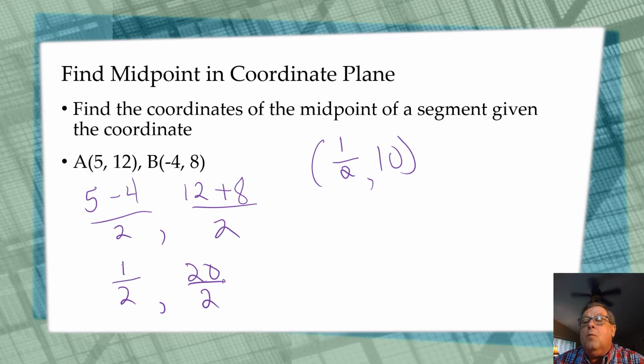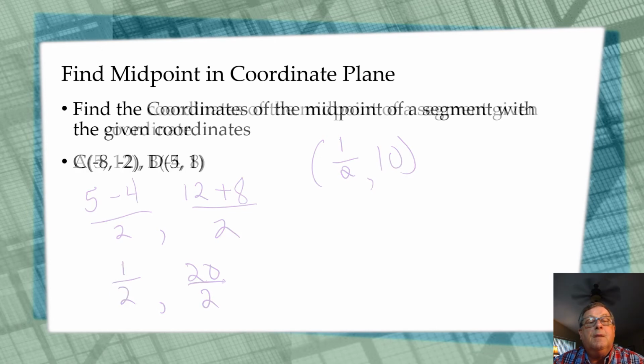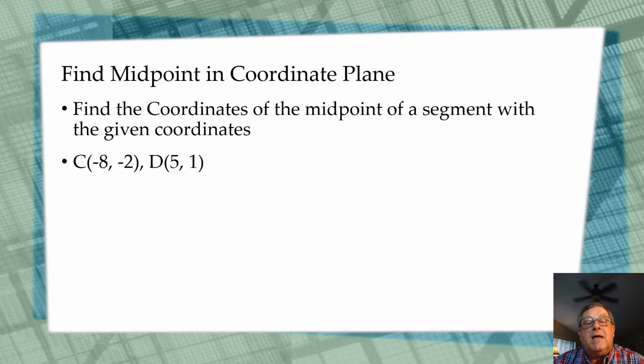Shall we do one more? I love to get in some additional practice. All right, so here we've got the same instructions. Find the coordinates of the midpoint of a segment with the given coordinates. This time we have C, which is (-8, -2), and D is (5, 1).